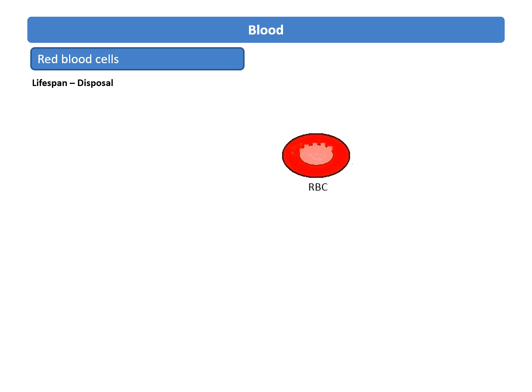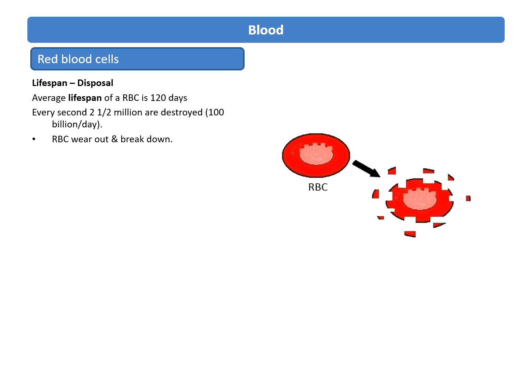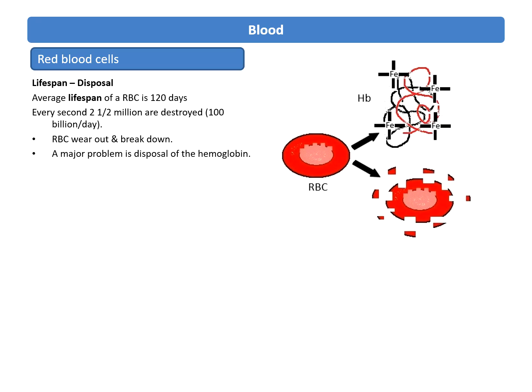Since there are so many red blood cells, they don't last long. Their lifetime is roughly 120 days. And again, because of the great number of red blood cells, every second, 2.5 million have to be destroyed. That's 100 billion a day. Red blood cells wear out, and they tend to break down after a while. A major problem is disposal of the hemoglobin. Not so big a problem is disposing of the rest of the red blood cell.